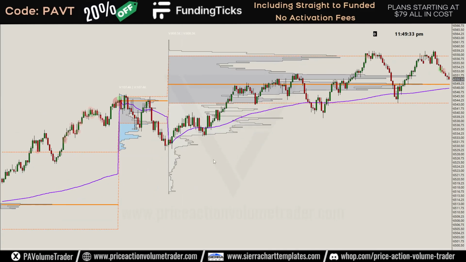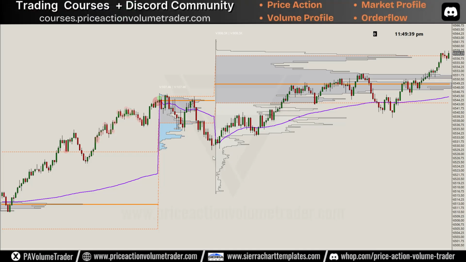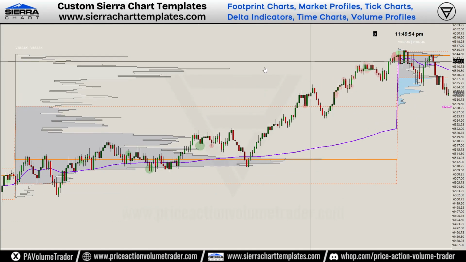Here you can see we almost had it, but we didn't quite actually break. We didn't really break the low of the overnight, but this would have been a very nice setup. If we would have wicked below here and then gone back up, that would have been another really great setup.